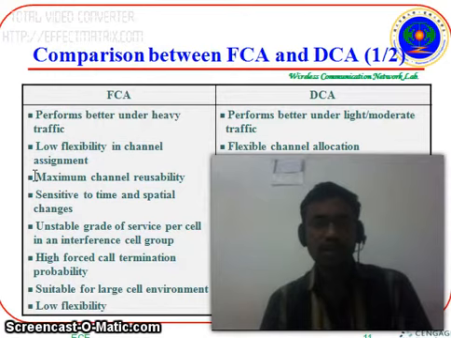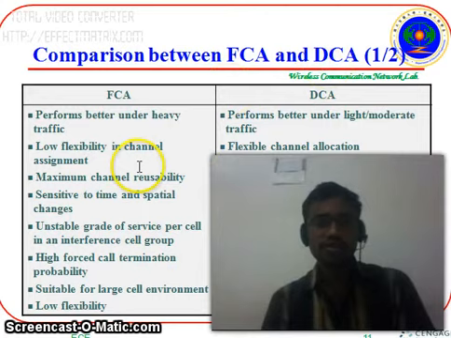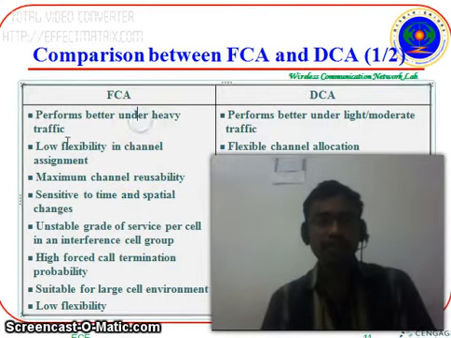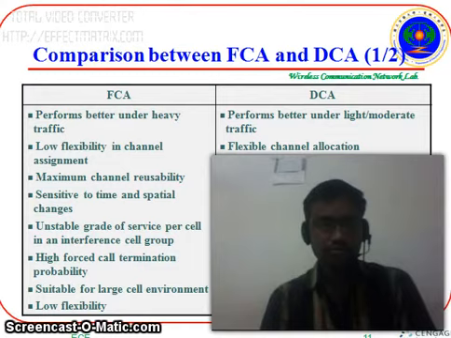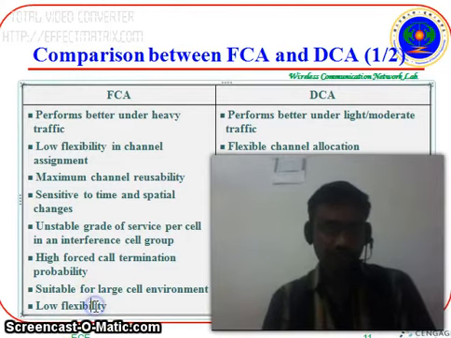This is a comparison between fixed channel allocation and dynamic channel allocation. Dynamic performs better under heavy traffic, while fixed performs better under light and moderate traffic. Fixed channel allocation has low flexibility in channel allocation, while dynamic has high flexibility.